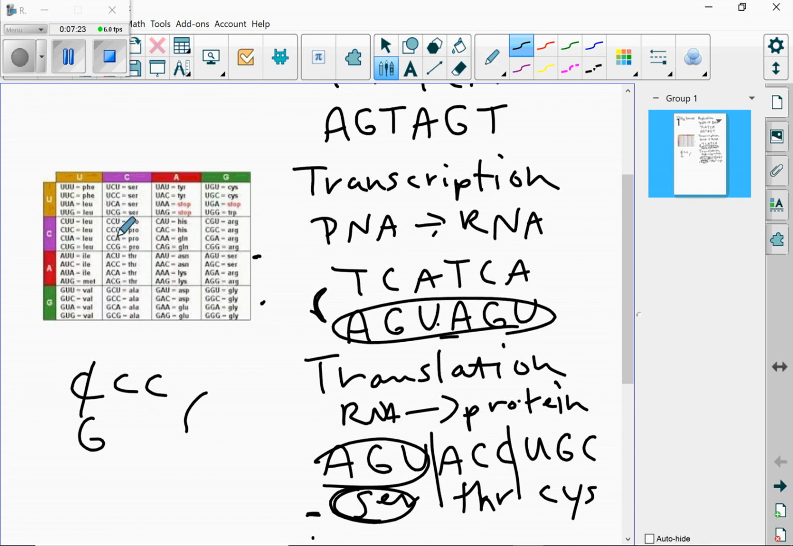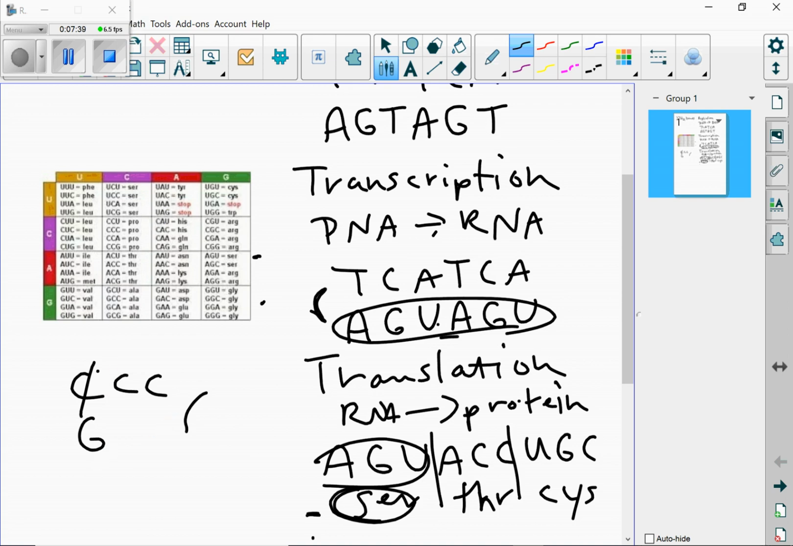However, if you look up here, if CCC had been changed to CCU, both of those still code for proline, so that wouldn't be a change. That will be a silent mutation. It's still a change, but it doesn't cause a different protein to be coded for.